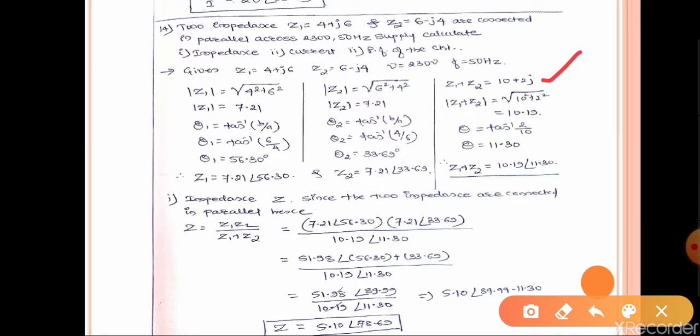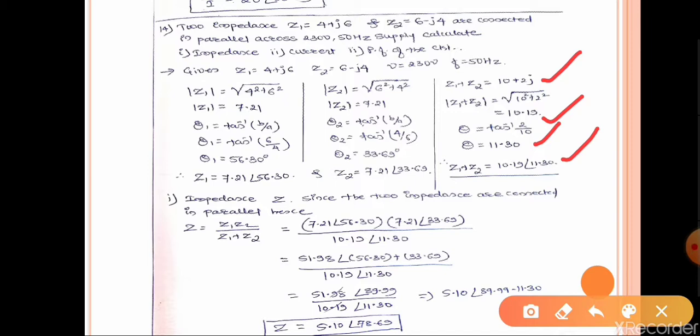So take the magnitude of Z1 plus Z2, that is square root of 10 square plus 2 square, you will get 10.19. Theta equal to tan inverse of B by A, that is tan inverse of 2 by 10. So you will get theta angle as 11.30. So Z1 plus Z2 equal to 10.19 at an angle 11.30. Now convert Z1 and Z2 values into the polar form.